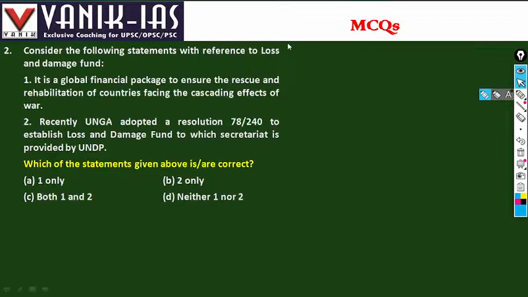Also, the following statements refer to the Loss and Damage Fund. It is a global financial package to ensure rescue and rehabilitation of countries facing the cascading effects of war. Recently, the UNGA adopted a resolution 70/240 to establish the Loss and Damage Fund, for which the secretariat is provided by the UNDP. Here both are incorrect. Neither one nor two is correct.